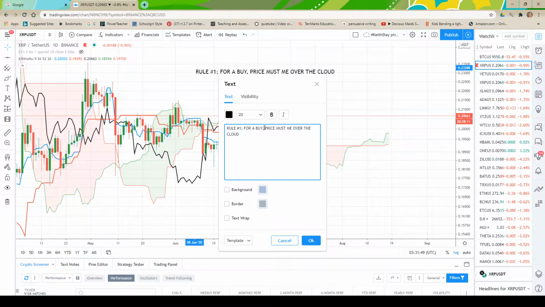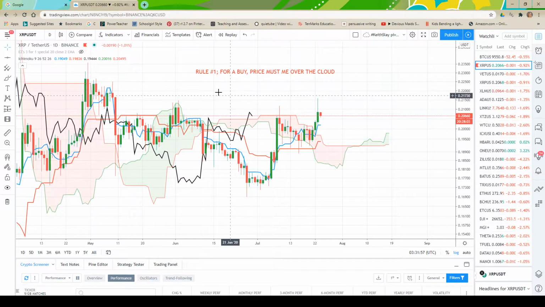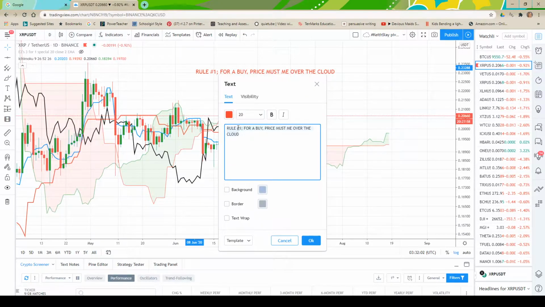What's this? In red. I didn't want the whole thing in red, but whatever. Rule number 1. I did not want a damn semicolon. Who uses semicolons? Nobody. Regular colon.